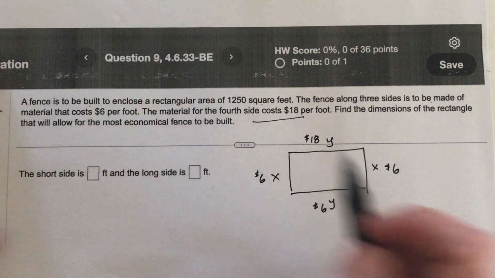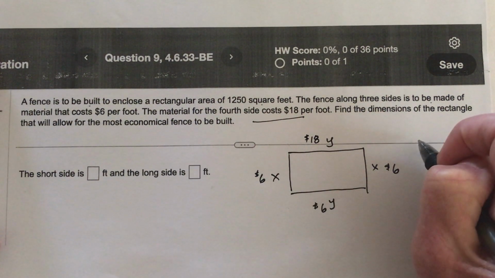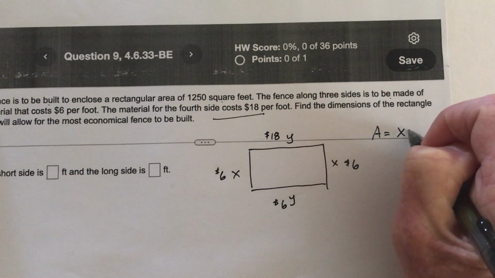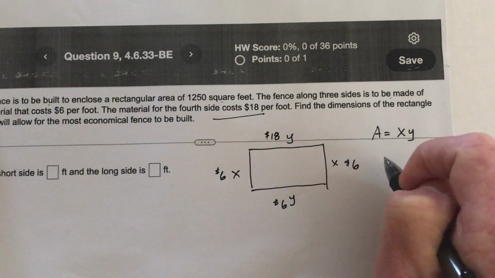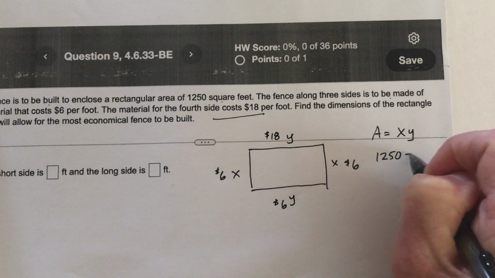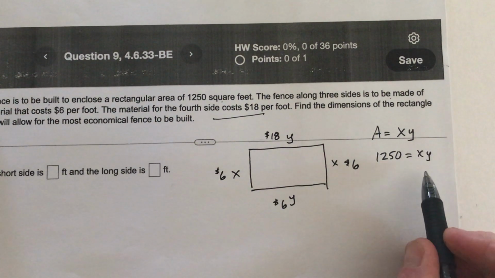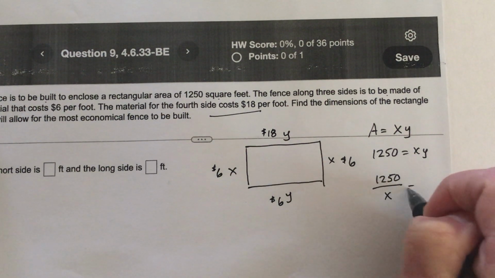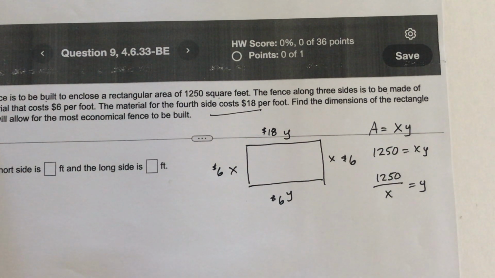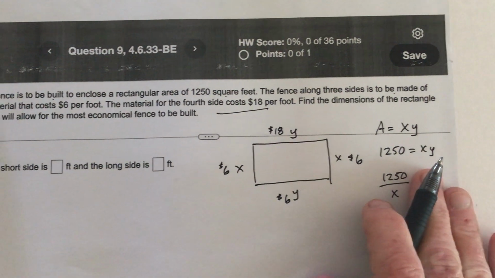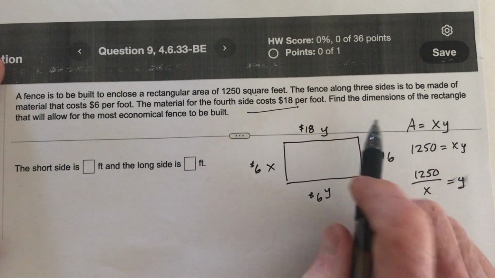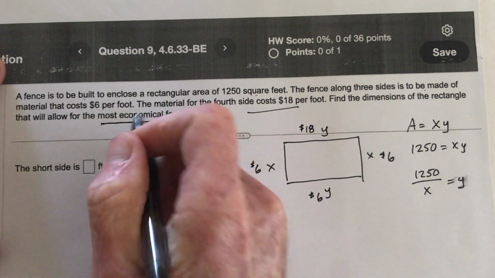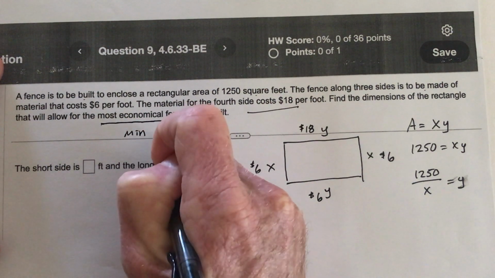And then the area has to be 1250. So that means just area equals x times y. And then it has to equal 1250. And then we use this to solve for y, so divide both sides by x. And then that's what y equals. And then I just leave that one alone for now because they said find the dimensions that the most economical fence, that means find the minimum amount of money.